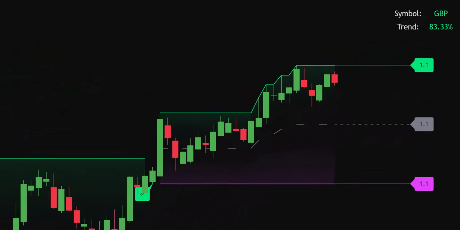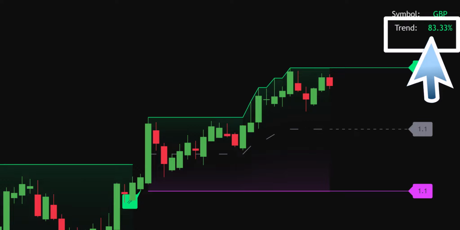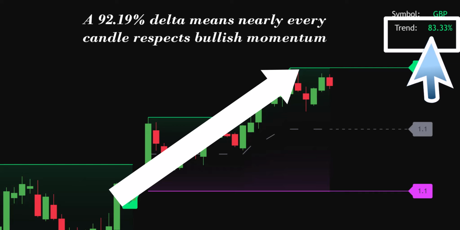Just above the chart, you'll also find a table showing the symbol you're analyzing. And one key metric we need to dive into: the trend delta. Even though the label simply says trend, this number is better understood as trend delta, and it's critical. In bullish trends, the delta shows what percentage of candles opened and closed above the midline. For example, a 92.19% delta means nearly every candle respects bullish momentum.